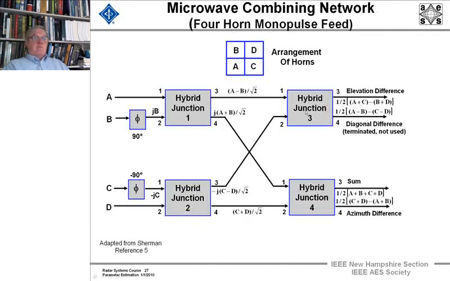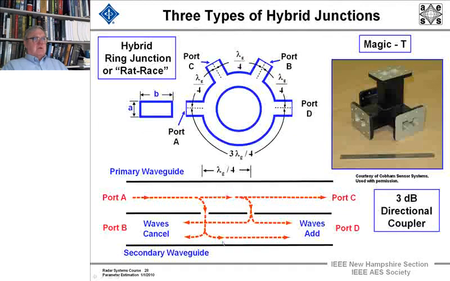And then we cross over and we send through another set of hybrid junctions. And then what we see coming out are the difference pattern in elevation, and then a term not used, the sum pattern, and the difference pattern in azimuth. And this is with a 4-horn monopulse feed. So you can do it with 4 hybrid junctions. How do we implement that sort of thing?